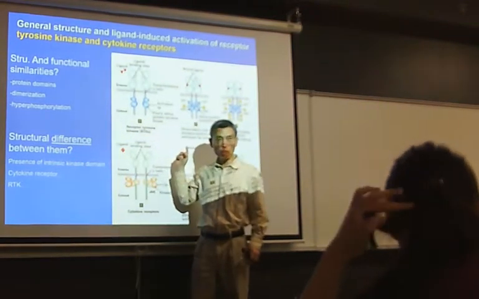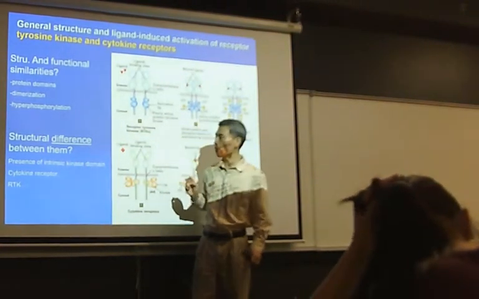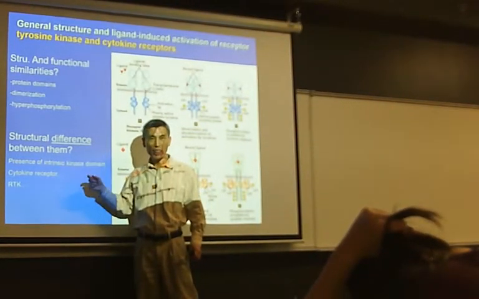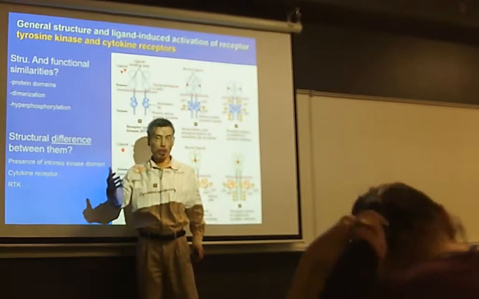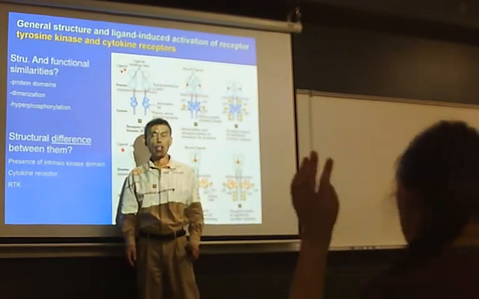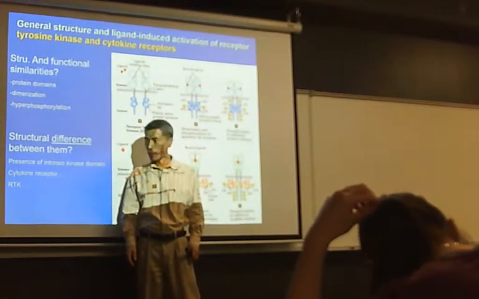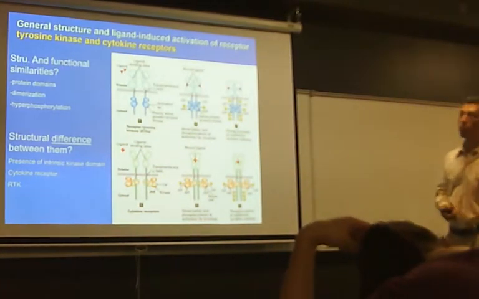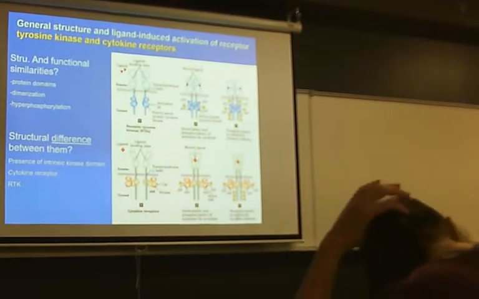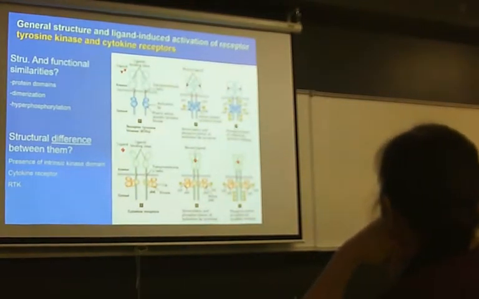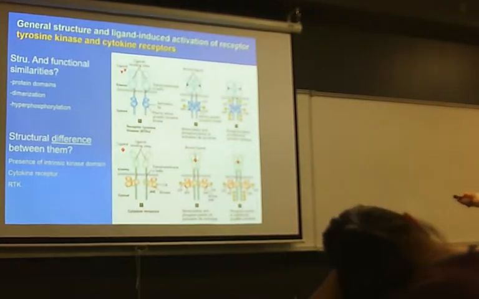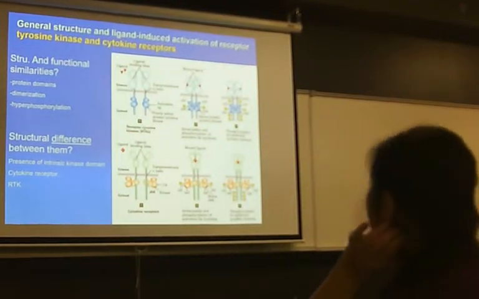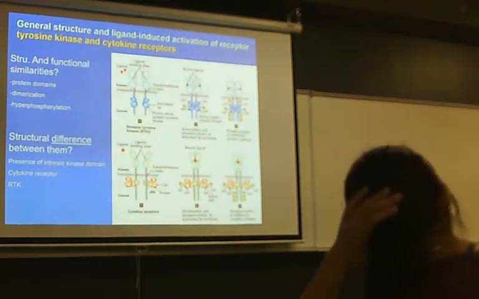in receptor tyrosine kinase, the third pathway, right? The third pathway contains an intrinsic kinase domain, which is involved in phosphorylation of the C-terminal region of the receptor. We call it autophosphorylation, right? Autophosphorylation. But in the cytokine receptor pathway, you need to check other kinases. The whole diagram looks a little complicated, but there are a lot of similarities: they get dimerized, and then there is hyperphosphorylation in the cytokine domain. Same thing, but that's different. Okay, so let's keep that difference in mind.